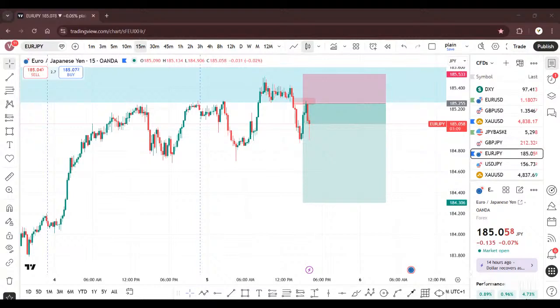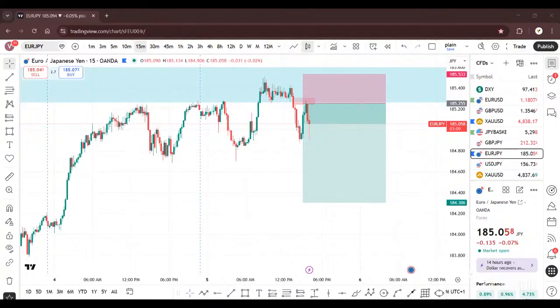We're going to be analyzing all the pairs, from GBP USD to the US stock indices, NAS 100 and the likes, even commodity currencies and VIX. We're going to be analyzing all of them tomorrow to give you a quick recap as we head into the weekend.